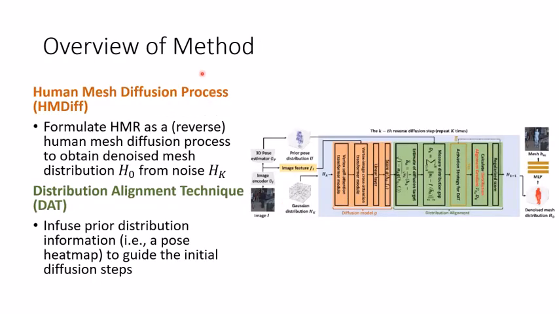Here is an overview of our distribution-aligned diffusion process, which primarily consists of two parts. The first is the human mesh diffusion process, which is HMDiff for short. We formulate HMR as a reverse human mesh diffusion process to obtain denoised mesh distribution H0 from the noise HK. The diffusion model is shown as the orange part in this figure. Secondly, we also introduce a distribution alignment technique, or DAT for short. Using DAT, we can infuse prior information to guide the initial diffusion steps. DAT is shown in the green part in this figure.